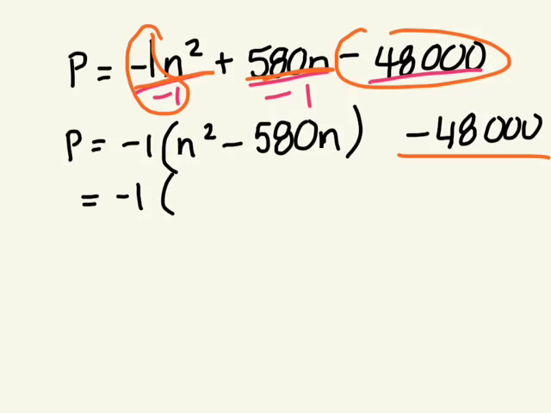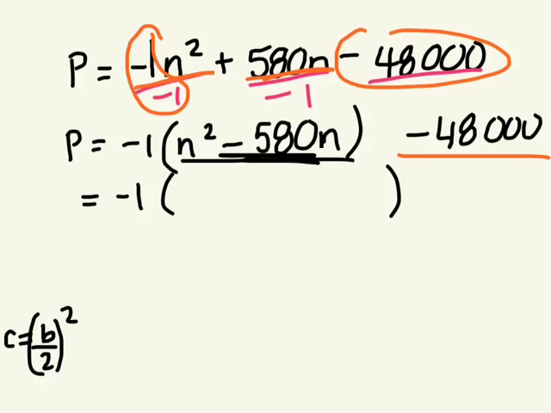Well, what do we need to do next? How do we complete the square? How do we make this a perfect square? I need to know the C value. How do you find C? B divided by 2, good. C equals B divided by 2 squared. Well, this is B. What's B divided by 2 squared? 580 divided by 2 squared is 84,100. So that's how we're going to complete the square.